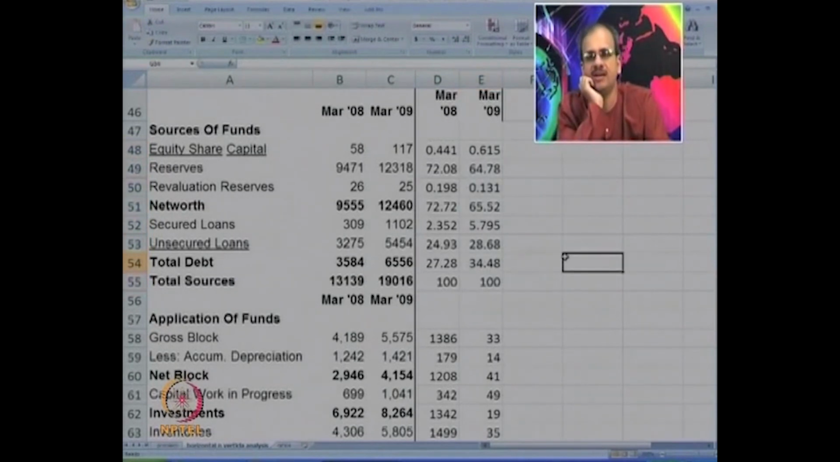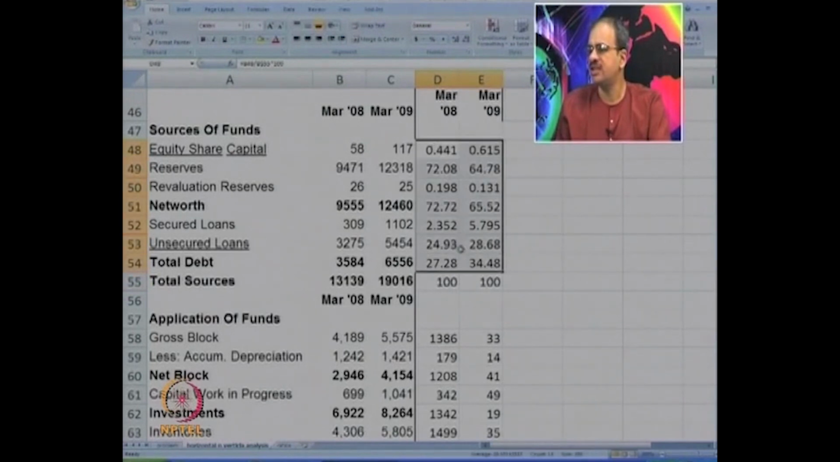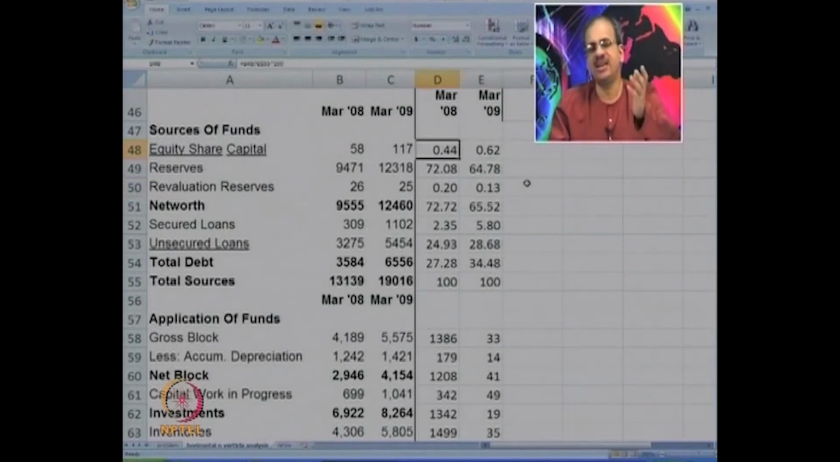I hope you are getting it. For each of the cells we are comparing the respective item upon the total sources. That is why the final figure is going to be 100%, and overall you do see that a very small portion is contributed by equity capital. It is just 0.44%, though it has increased now to 0.62%.